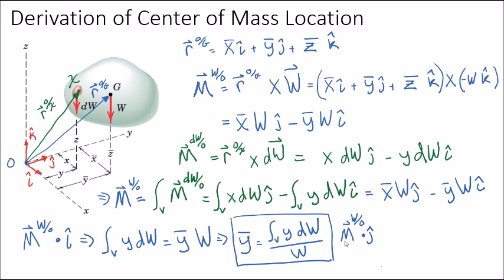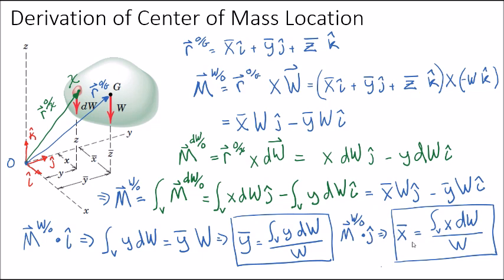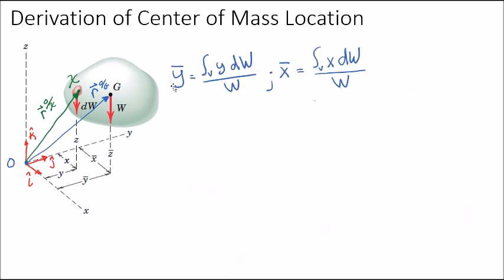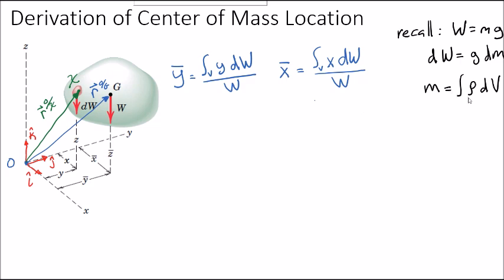Similarly, we can dot our moment equation of the weight about the origin with j hat. That will give us that the x bar location is the integral over the entire volume of x dW divided by the weight. Now that we've solved for y bar and x bar in terms of our differential weight and the weight, recall that our weight is equal to mass times gravity. Therefore, our differential weight is gravity times a differential mass. We know that our mass is equal to the integral of our density over the entire volume, and that the differential mass is simply the density times the differential volume.